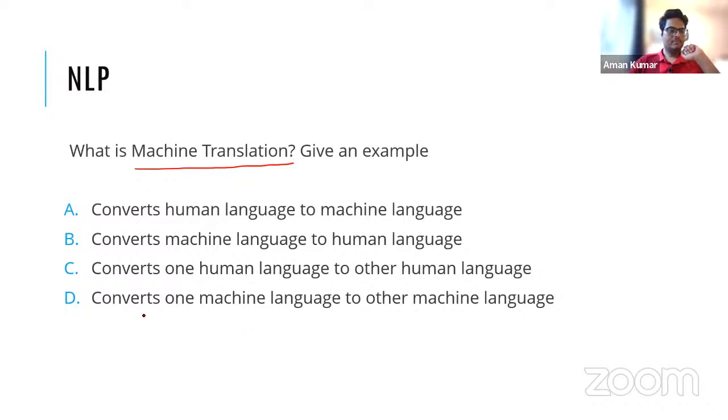D. Nadesh is saying A. Google search is machine translation. Speech conversion is an example of machine translation. What option is correct here? First tell me, and then we will discuss the example.